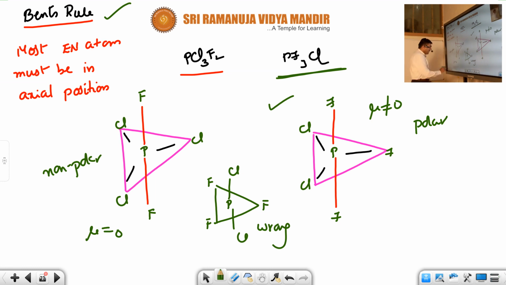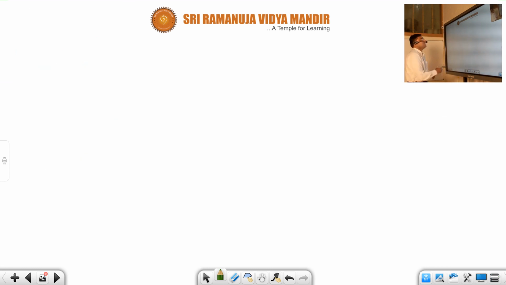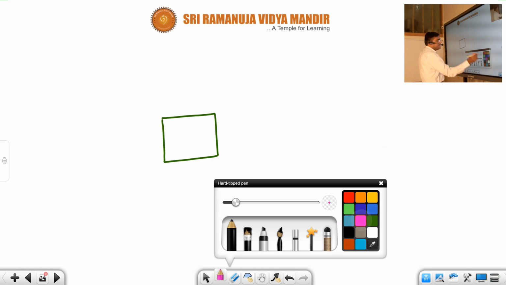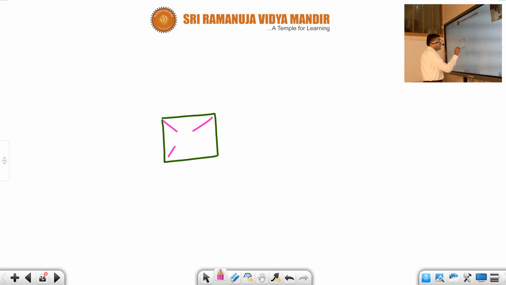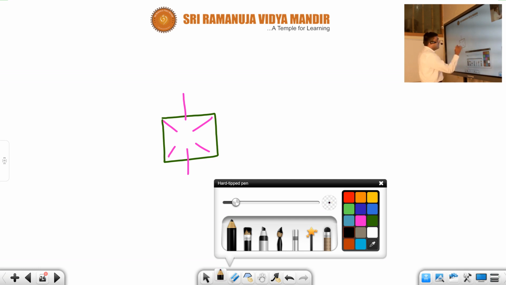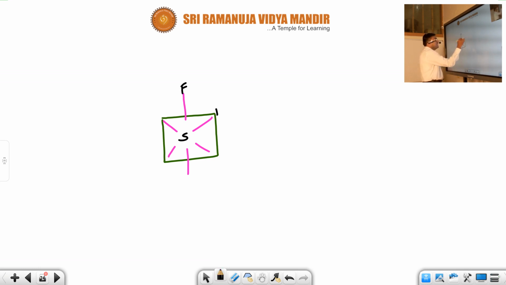Now let us move on to the next application. Next expression is SF6. Students, if any system has a regular geometry like octahedral geometry, naturally for SF6 there is symmetry, and it leads to non-polarity. Dipole moment is equal to 0. It leads to non-polar nature.